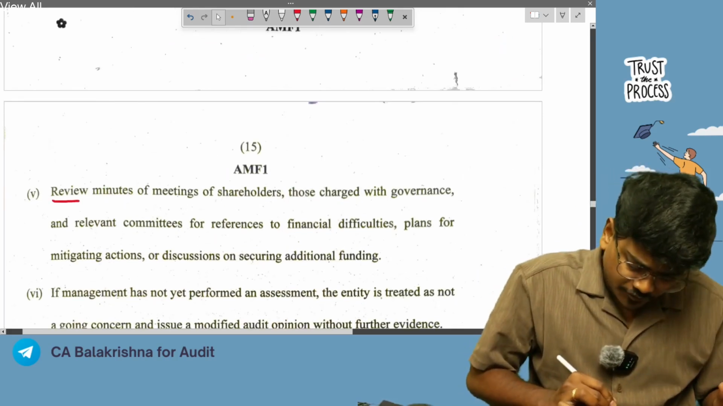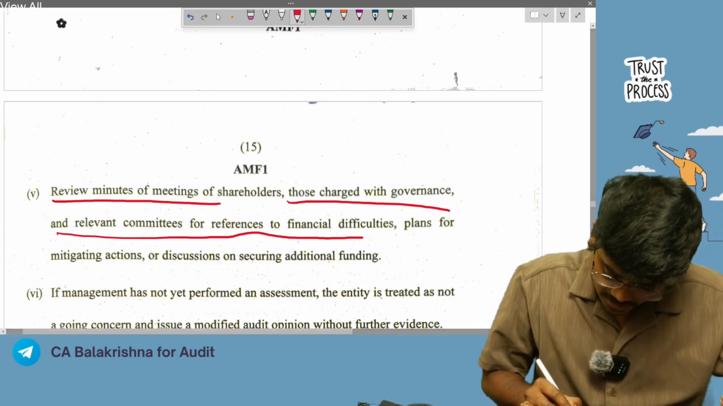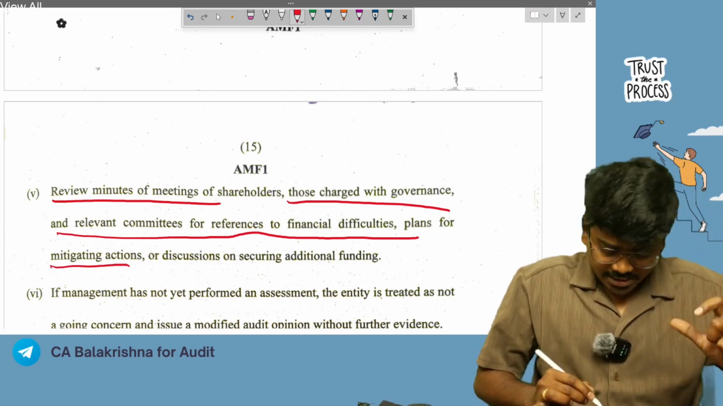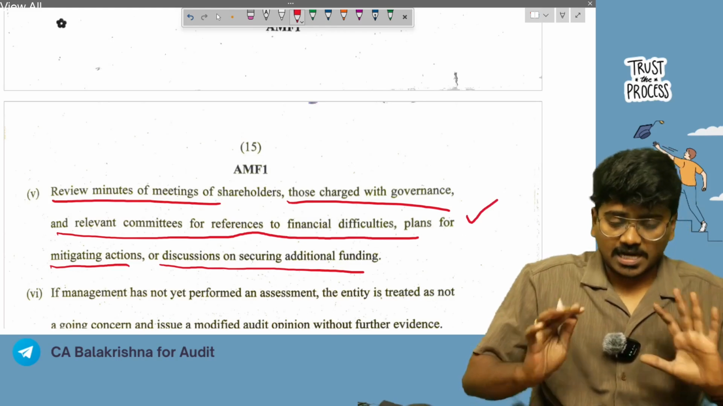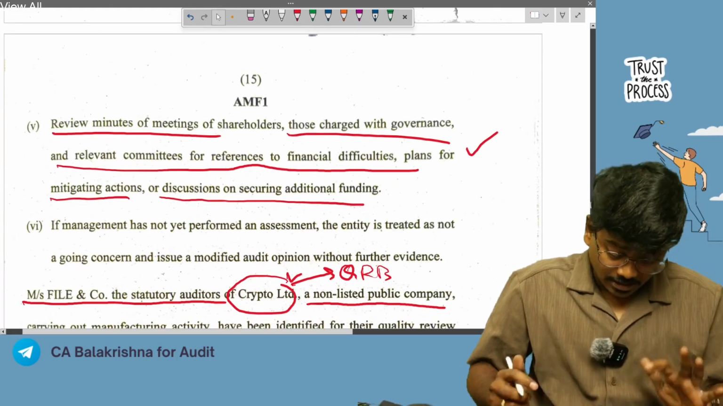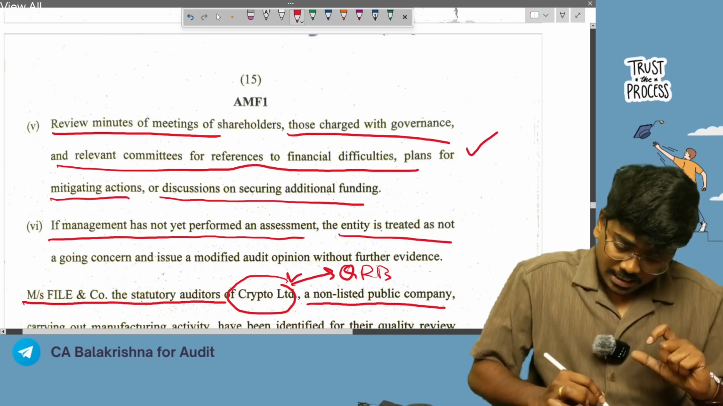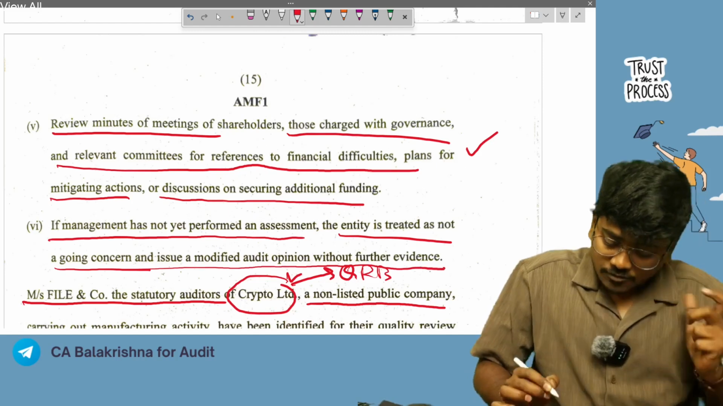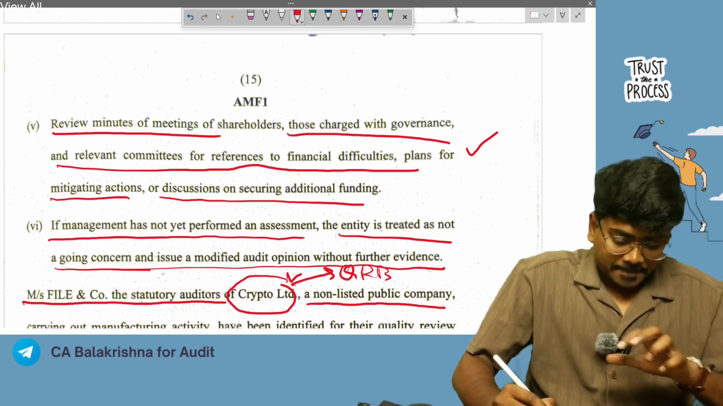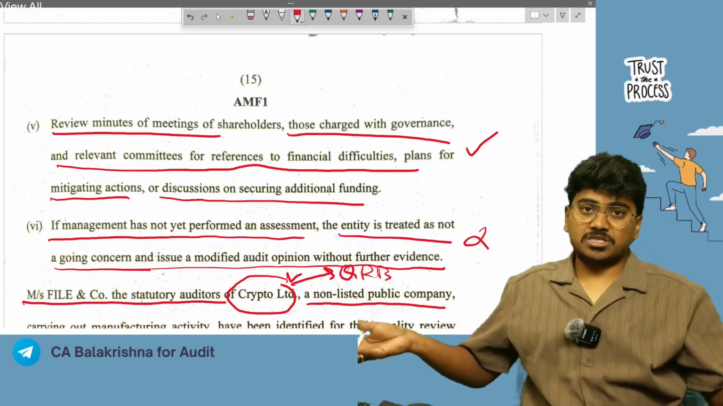Next, review minutes of meetings of shareholders, those charged with governance and relevant committees for references to financial difficulties, plans for mitigating actions, or discussion of securing additional funding. Yeah, this is the correct procedure that you can perform. If management has not yet performed an assessment, the entity is treated as not going concern and issue modified audit opinion without further evidence. See, this is first of all wrong, and this doesn't come under procedure.